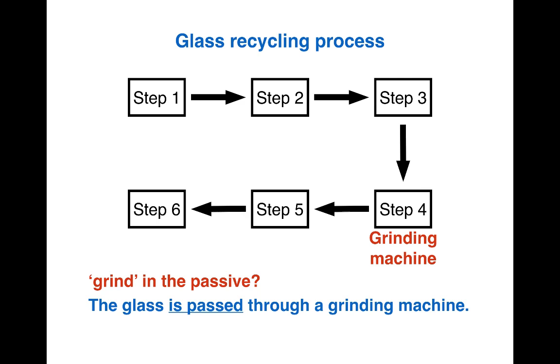And finally, if you do know the past participle of the verb grind, you could write, the glass is ground in a machine. You can see it's an irregular verb there. The glass is ground in a machine, or a longer sentence, the sorted glass is then ground in a machine. And this is a good sentence for a process diagram description.